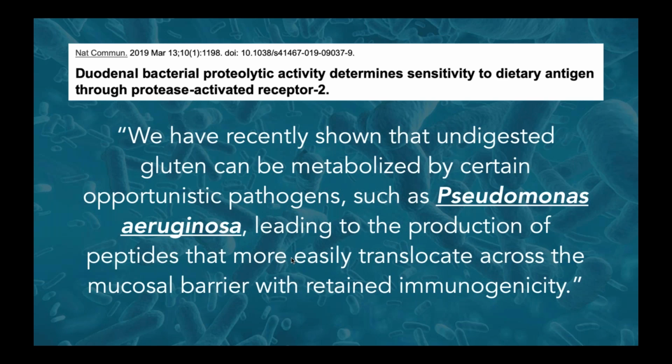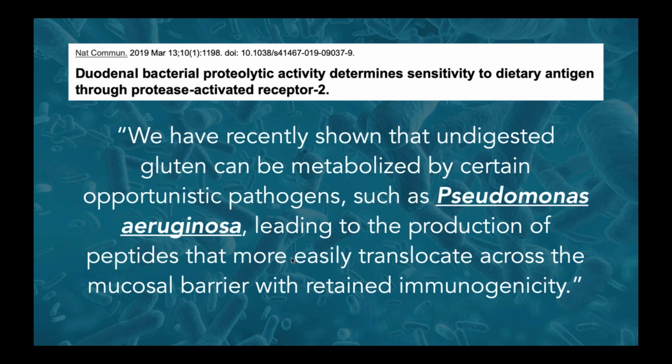So in this article, they say we have recently shown that undigested gluten can be metabolized by certain opportunistic pathogens, such as Pseudomonas aeruginosa, leading to the production of peptides that more easily translocate across the mucosal barrier with retained immunogenicity. So in this case, they're following up on earlier research that has linked Pseudomonas to gluten sensitivity and possibly to celiac as well, at least in terms of worsening symptoms.